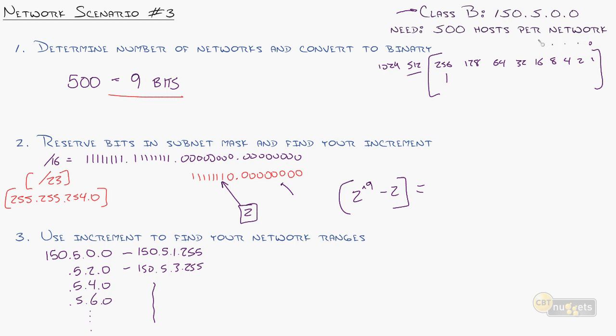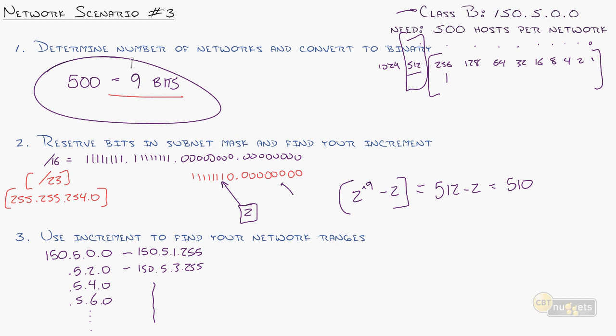1, 2, 3, 4, 5, 6, 7, 8, 9, 512 minus 2 equals 510 host bits, hosts that I get per network. It's almost a perfect match for what I was looking for.